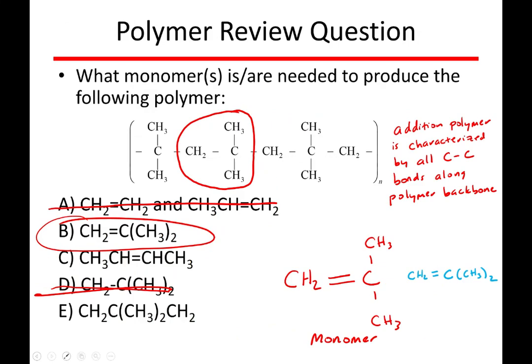Up next, we'll talk about some more applications of polymerization when we discuss natural polymers and talk about biochemistry.